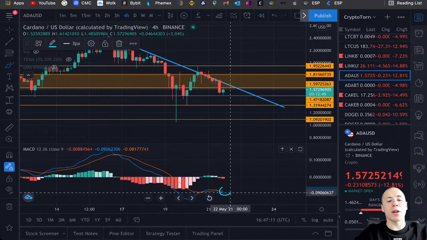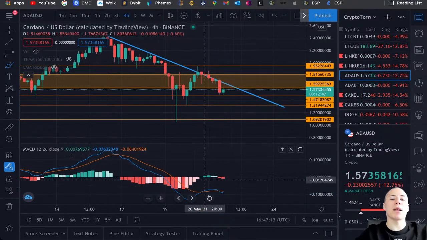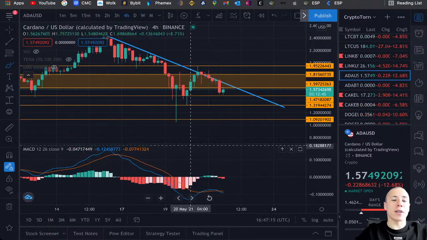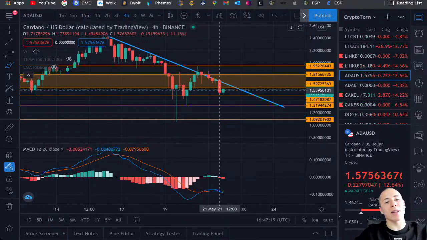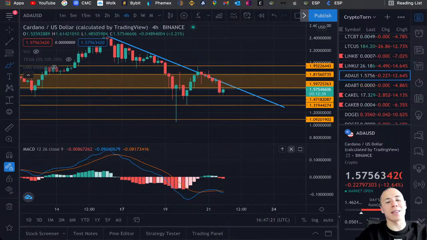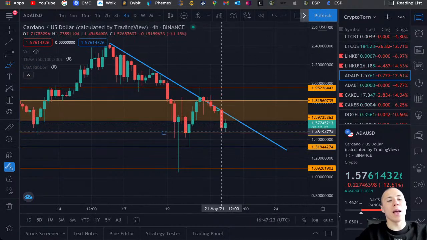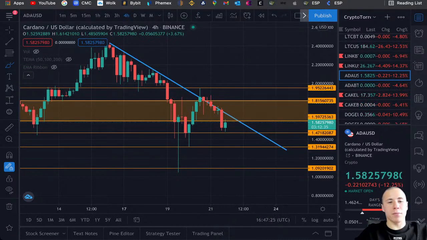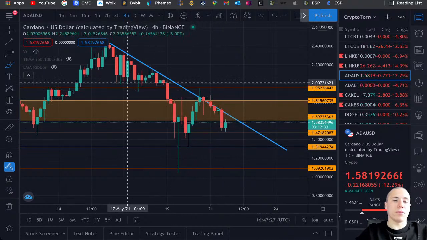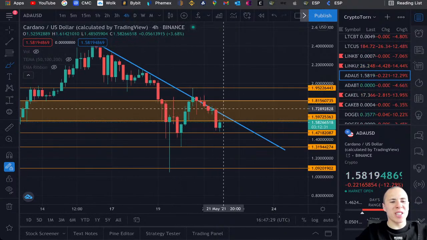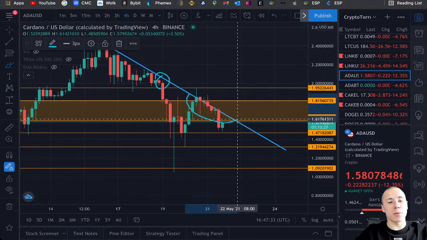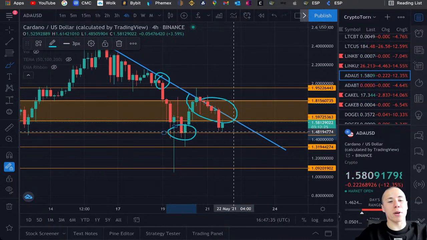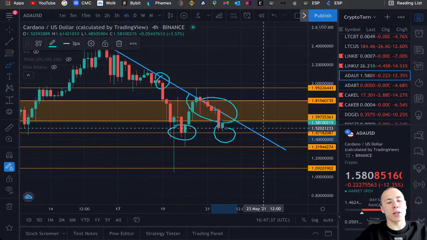But right now we are seeing as well a momentum switch on the MACD of Cardano on the 4-hourly time frame compared to the US dollar, and that could possibly mean that we will be heading further down, so that this downtrend will still follow. So what we are seeing over here is a touch point over here, several touch points over here, a touch point at this part, and a second touch and a third touch point here.